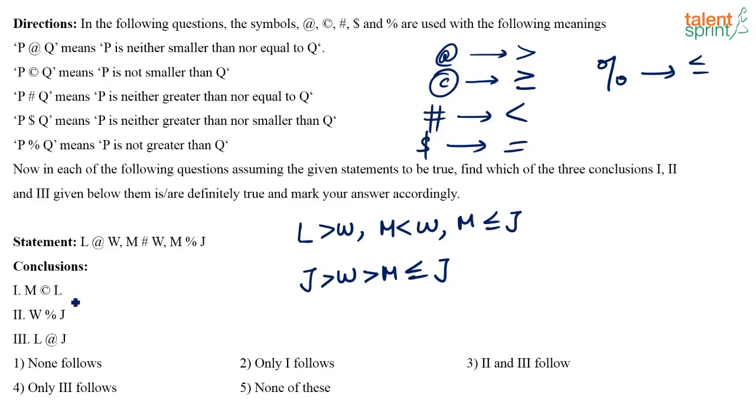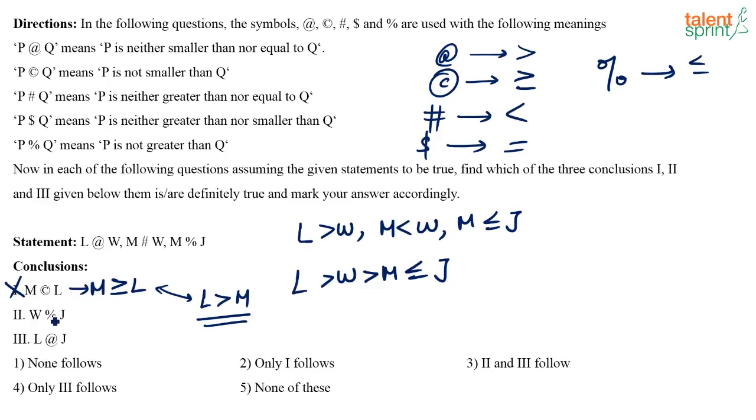So see, if you look at conclusion 1, what does conclusion 1 say? Conclusion 1 talks about the relationship between M and L. What do I know? I know L is greater than M. Here what is it saying? M is greater than or equal to L, which is not true. I know L is greater than M, right? So this is not true. So this does not follow.